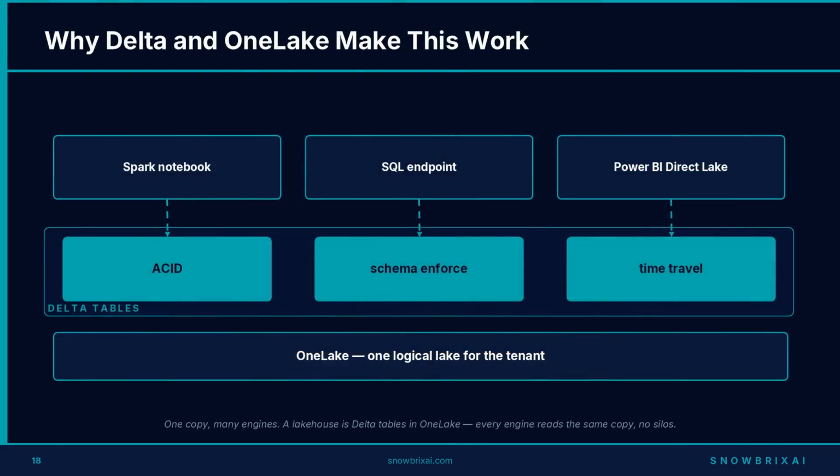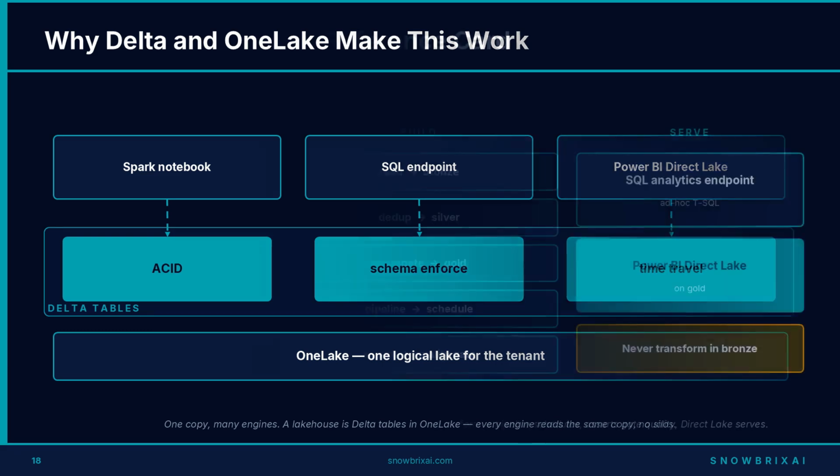Let us name why this whole thing actually works. It comes down to Delta and OneLake. Delta gives you ACID transactions, schema enforcement and time travel, all on top of plain files. That is the reliability layer. OneLake is one logical lake for the entire tenant. Every engine reads the same copy. No silos, no duplicate exports. That is the stable foundation. A lakehouse is Delta tables in one lake. Full stop, one copy, many engines. Once that clicks, Fabric stops feeling like magic. It starts feeling like architecture.